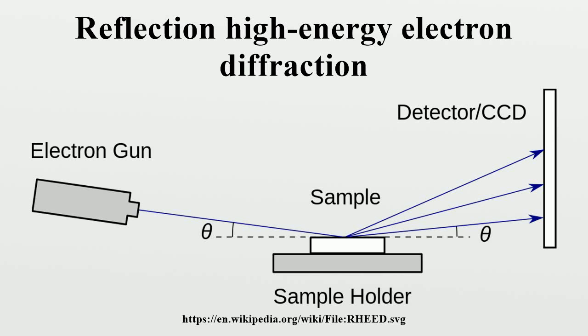Reflection high-energy electron diffraction is a technique used to characterize the surface of crystalline materials. RHEED systems gather information only from the surface layer of the sample, which distinguishes RHEED from other materials characterization methods that also rely on diffraction of high-energy electrons.